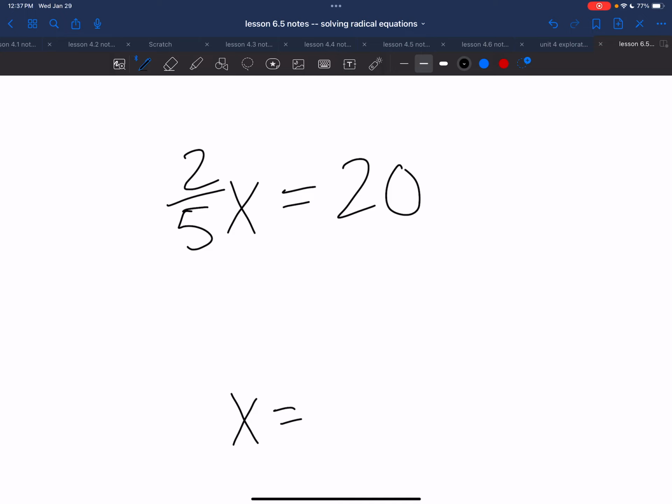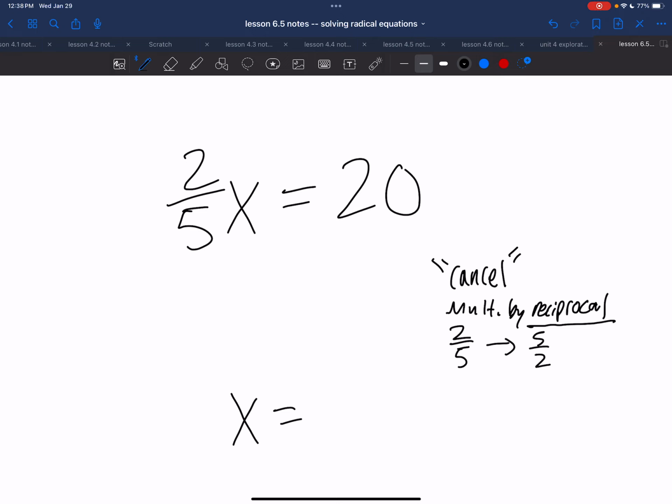So, yes, you could multiply by 5 and then divide by 2. But the expectation is that you do this in one step, operating with one thing. The way you would do this is what we're going to call canceling. You want to cancel a fraction with multiplication, so you multiply by the reciprocal. If 2/5 is your fraction, then the reciprocal of 2/5 is 5/2. It's just flipping the fraction over.